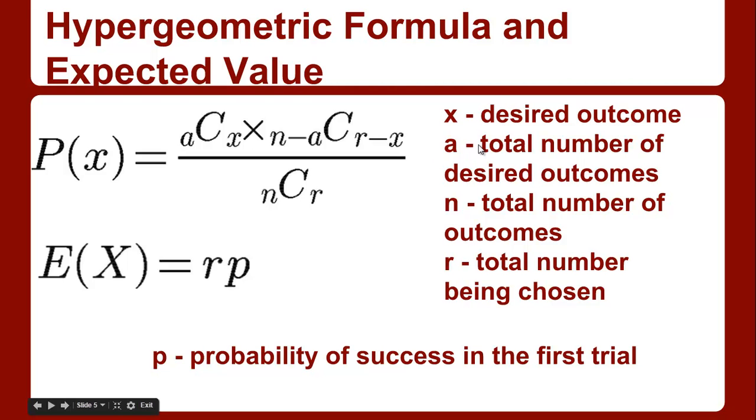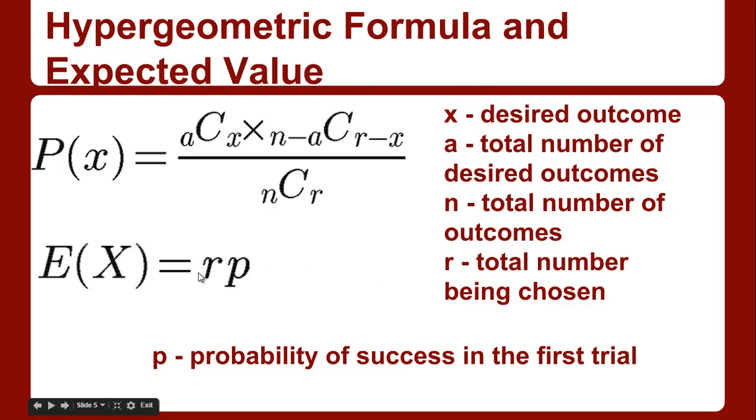So we want 0, 1, 2, 3. Like how many females there are total. The total number of outcomes there are is the 19, and then R is the total number being chosen.